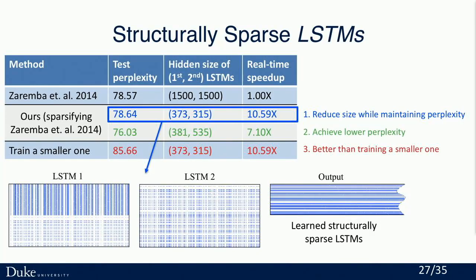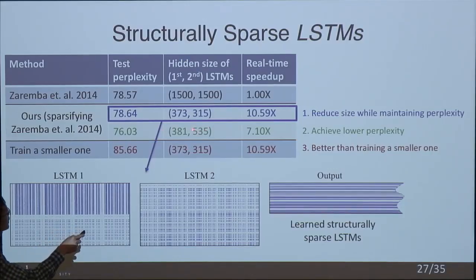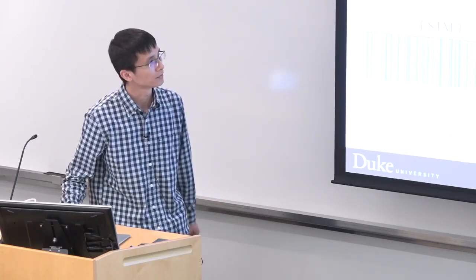So in general, LSTM can reduce the size while maintaining the same perplexity, or we can also make a trade-off. We can reduce the sparsity regularization, get a little bit larger model, but we can reduce the perplexity, and it's better than training a smaller model from scratch.